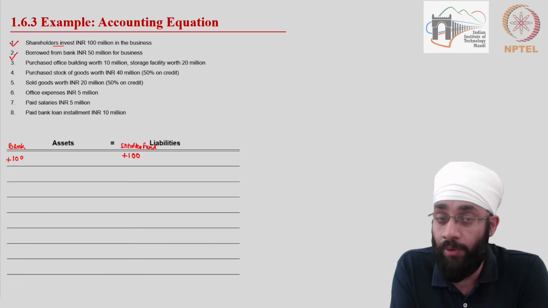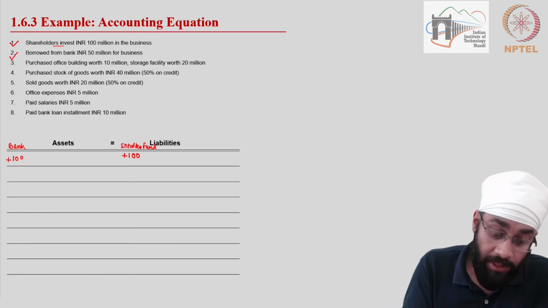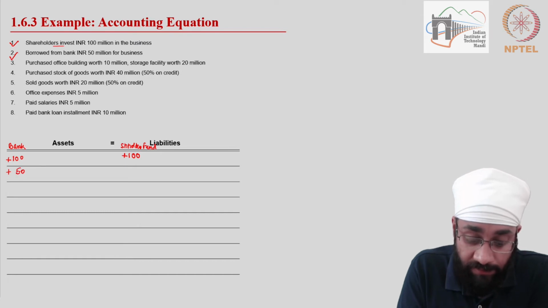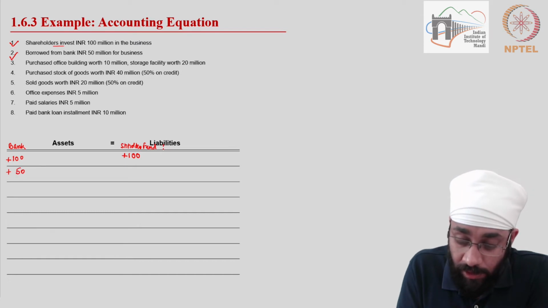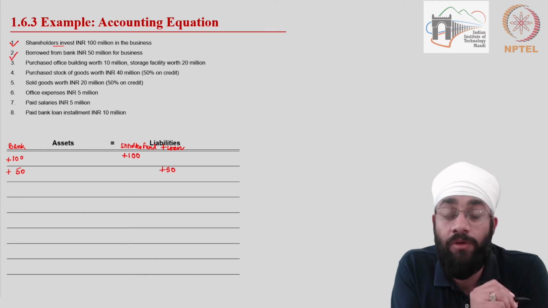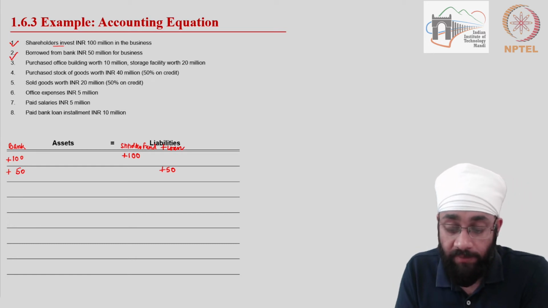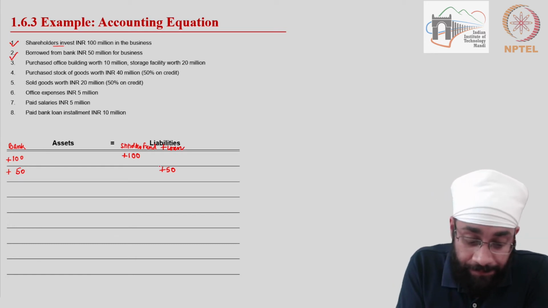The next transaction is borrowed from bank 50 million for business. This is a loan that you take from the bank. When you take a loan from the bank, again bank balance goes up by 50, and there is a new liability called loan from bank, and this is also 50. There you go. Accounting equation again has 150 on one side, 150 on the other side.